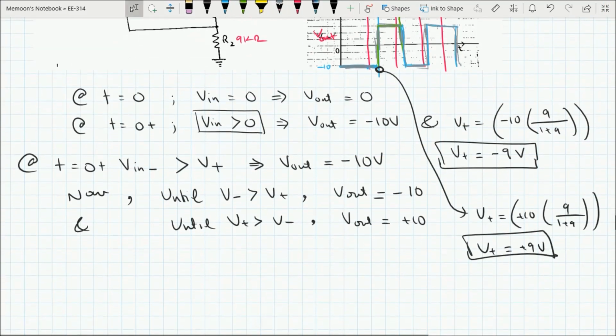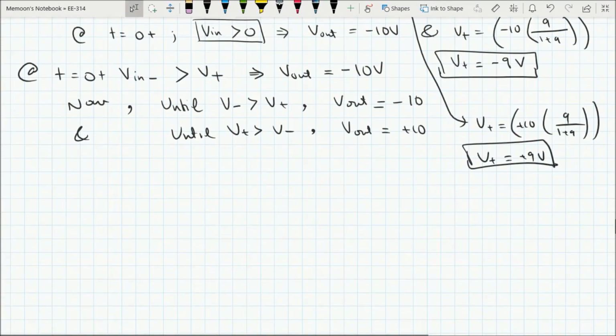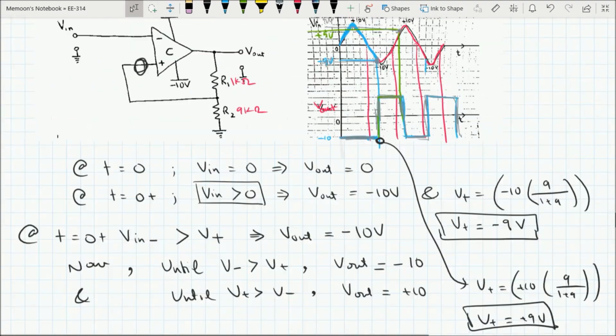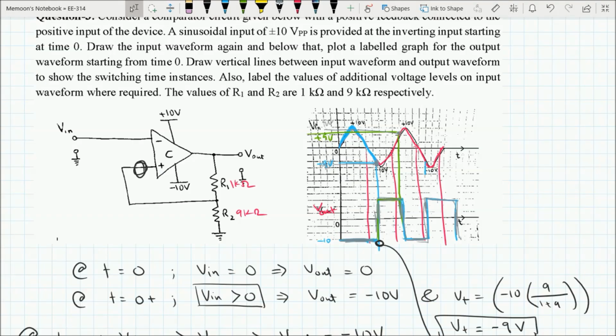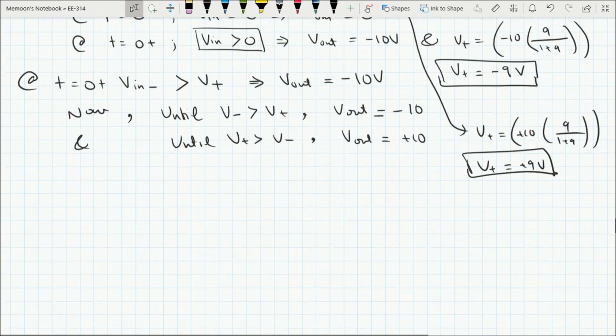So this was a fairly simple problem, a bit tricky. You have to be very careful while dealing with the varying inputs in time, and you have to be careful at which instant in time the change in input will cause a shift in output, switching from positive to negative and negative to positive values as a result.